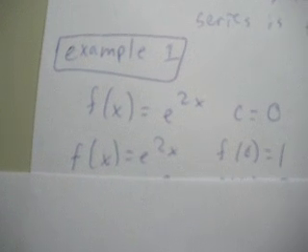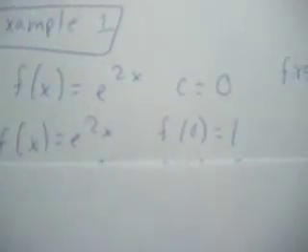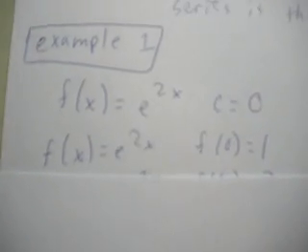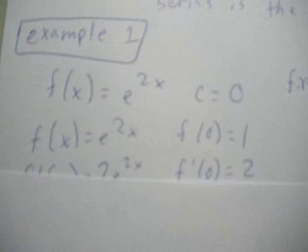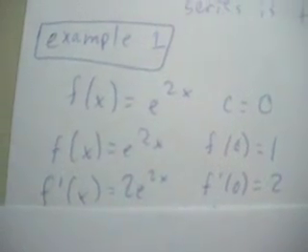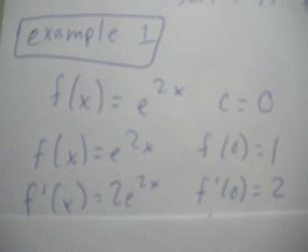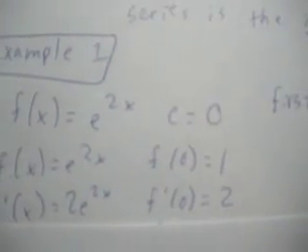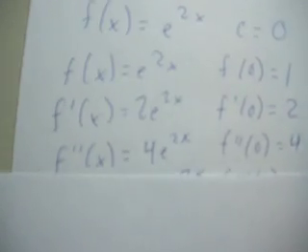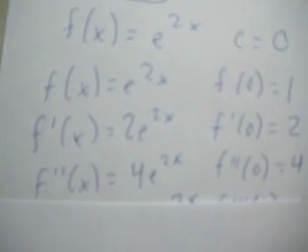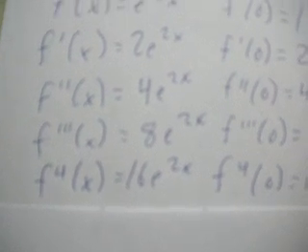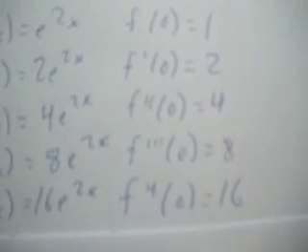First we find our f of x, and then we find f of 0, or f of c, and that equals 1. e to the 2x, plugging in 0, is 1. Then we take the first derivative, f prime of x equals 2e to the 2x, and f prime of 0 equals 2. We keep repeating that pattern for the second derivative, 4e to the 2x, and 4. Third derivative, 8e to the 2x and 8, and the fourth derivative, 16e to the 2x and 16.